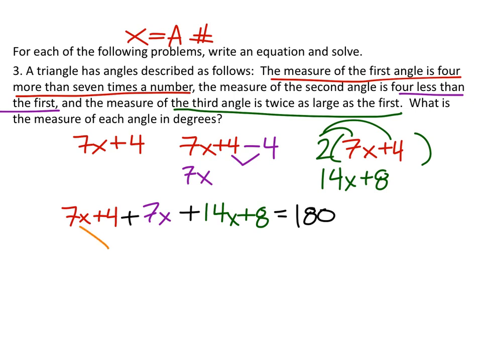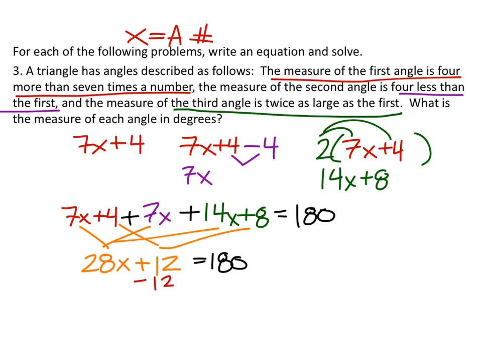So I've got 7x here, 7x there, and 14x there, which would be a total of 28x's. Then I've got 4 there and 8 there, which combine into positive 12. All of that right now is equaling 180. So to solve this, I want my x's alone, so I don't want that plus 12. So I'm going to have to subtract 12 from both sides of the equation.